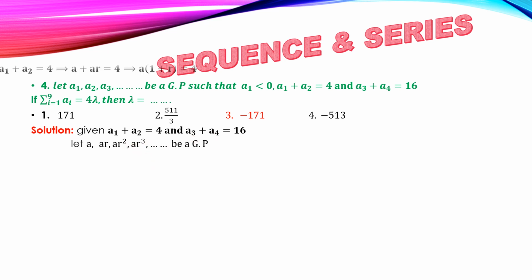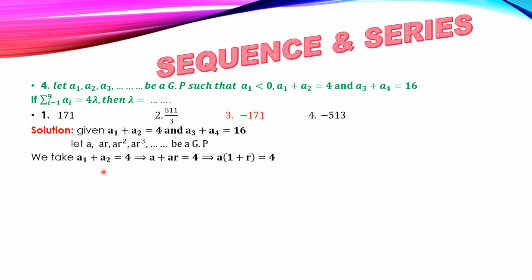So by the given conditions, we take a1 plus a2 equals 4, that is a plus ar equals 4. Now we take common: a into 1 plus r equals 4. And in the second condition, a3 plus a4 equals 16. Here a3 means ar square, a4 means ar cube. So now we take common ar square into 1 plus r, that equals 16. Here a into 1 plus r is 4, which we substitute in this, so 4r square equals 16. Therefore the value of r equals plus or minus 2.